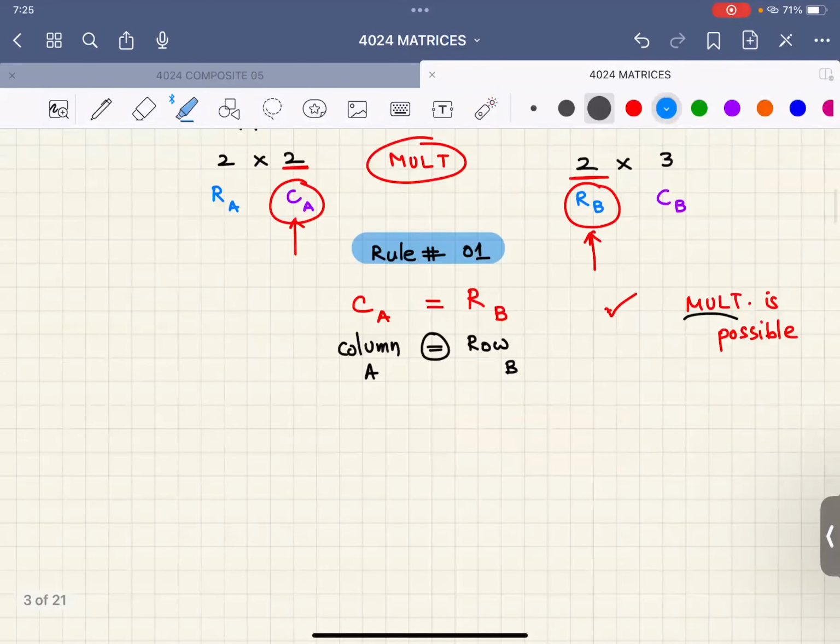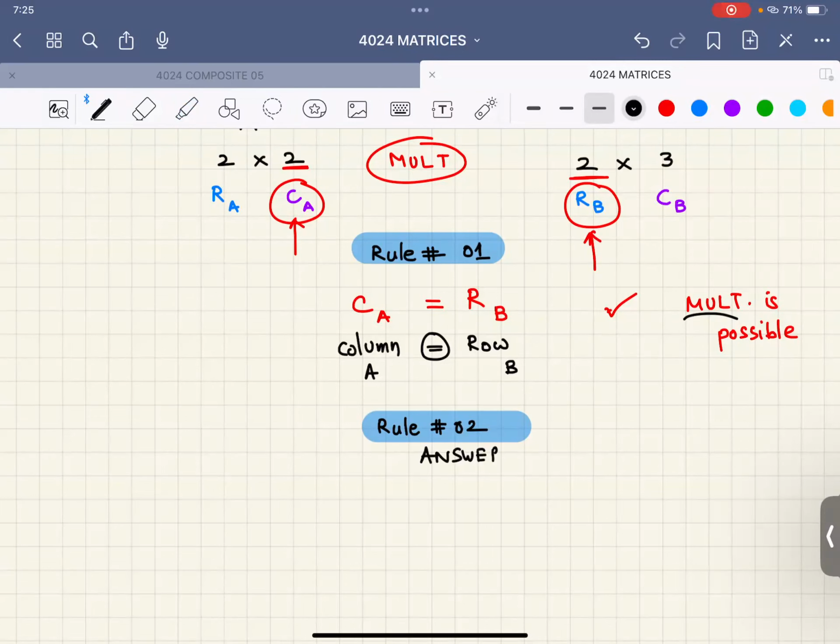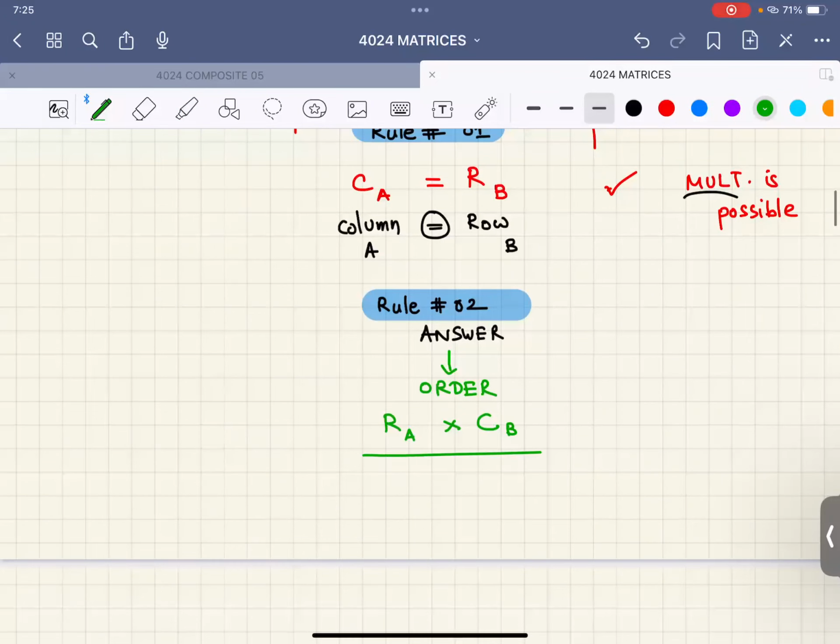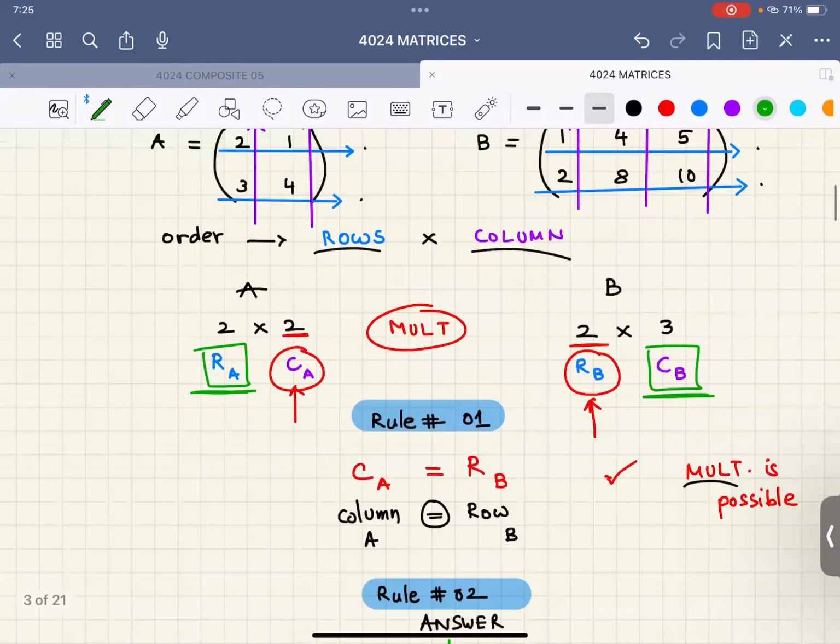Now, rule number 2. That is another important rule. How would the answer matrix look? What is left? We are left with the rows of A and the columns of B. So the order of the answer matrix is rows of A multiplying with columns of B. Whatever is written in that order is the order of the answer.